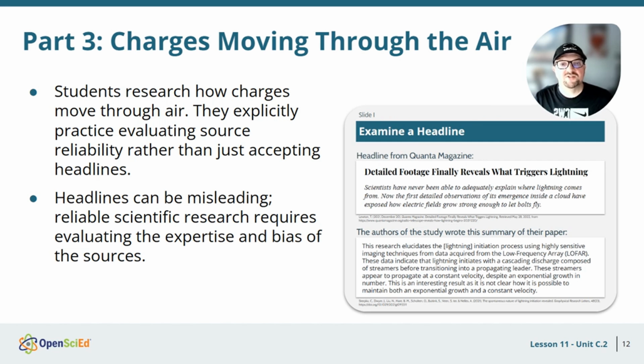During part 3, students obtain and evaluate information online. I try to make sure they explicitly practice evaluating source reliability rather than just accepting headlines. They learn that headlines can be misleading, and reliable research requires looking at expertise and bias of the sources. It helps them navigate misinformation, which is a critical skill. I think this can also be a great opportunity to discuss the use of AI tools such as ChatGPT. We will discuss this more in the tips and tricks section of this video.